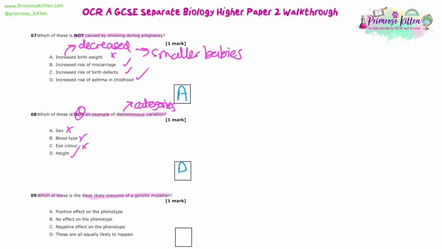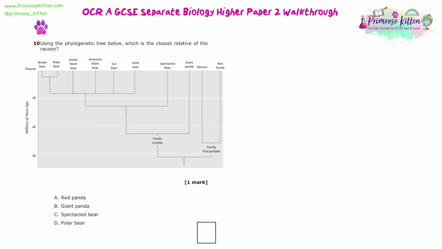Which of these is the most likely outcome of a genetic mutation? So something that's most likely to happen when there's a genetic mutation happening. So we've got positive effect, no effect, negative effect, or equally likely. It's no effect. So it's most likely that a mutation will have no effect on your phenotype. Sometimes it could have a positive effect, sometimes it could have a negative effect, but it's quite rare to actually have or cause a change. Most of the time, no change happens. So it is B.